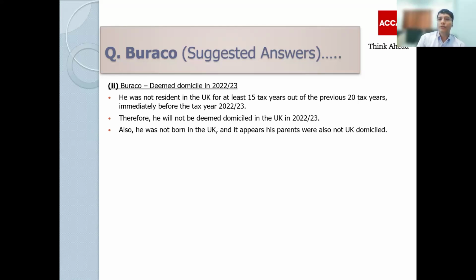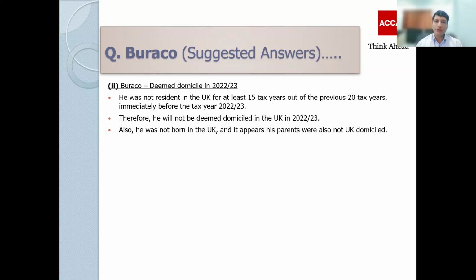So the answer is also he was not born in the UK, and it appears his parents were not UK domicile. It's just something I have added to make a bigger answer. You don't need to put this. The first 2 points will make you 2 marks. But for the case of inheritance tax, for the case of deemed domicile, you always try and put this line: whether someone was born in the UK or not, and whether his parents were domiciled in the UK or not. Put this line as a standard. You always get half or 1 mark sometimes for this point.